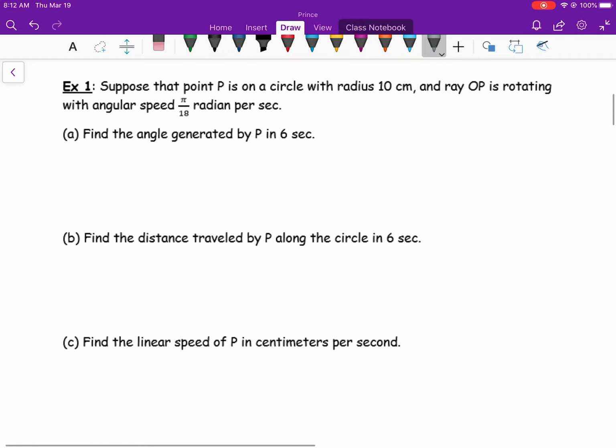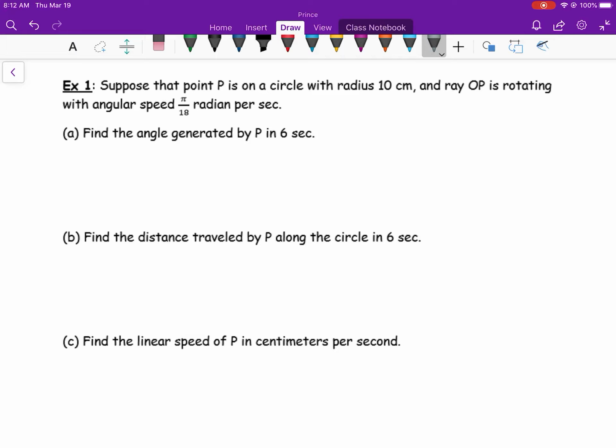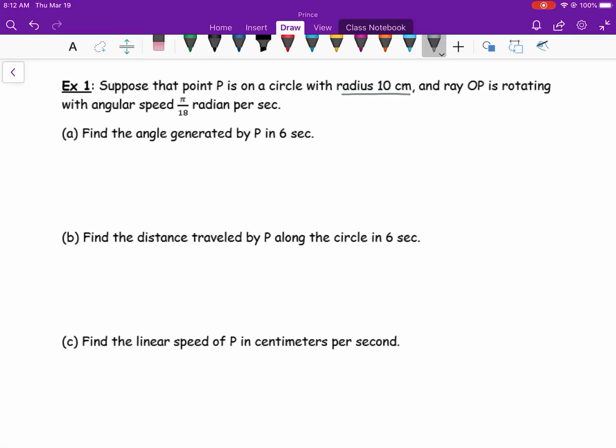So example 1: suppose that point P is on a circle with a radius of 10 centimeters, and ray OP is rotating with an angular speed of pi over 18 radians per second. Important information: we have the radius, and remember a ray has a vertex and goes off in one direction. We'll call this ray OP, and it's rotating with an angular speed of pi over 18.